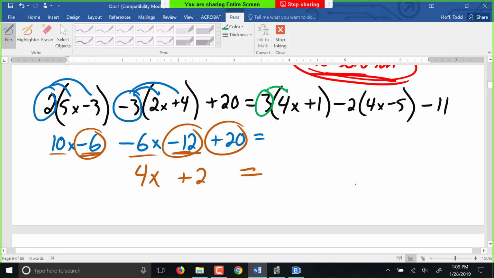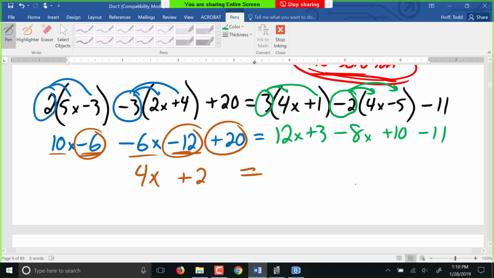Times 3, good. We distribute the 3, we get? Perfect, 12x plus 3. And then? Perfect, we distribute the negative 2 to get? Negative 8x plus 10, good. And we got the minus 11, of course. So then what do we do?